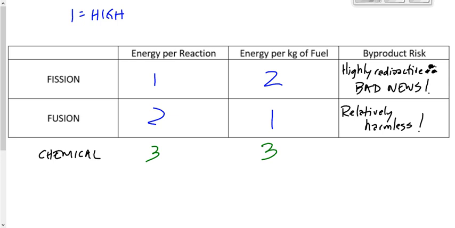We can't really rank chemical reaction in there, right? Because some chemical reactions produce really good products, and some chemical reactions produce really bad products, right? It all depends upon whatever chemical reaction is taking place.